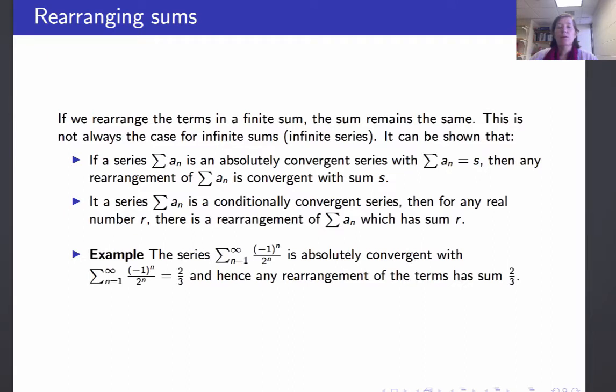For example, the series, the sum from n = 1 to infinity of (-1)^n over 2^n, is absolutely convergent. And in fact, it converges to -2/3. We can figure that out from our knowledge of geometric series. And any rearrangement of the terms of this sum will give us the same sum.